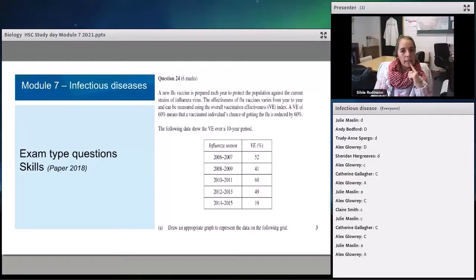All right, this is coming from the paper 2018 and it's designed on the new flu vaccine, right? And the efficacy of that flu vaccine over the years, right? Draw an appropriate graph to represent the data. You cannot imagine how many line graphs we have in here. Why it cannot be a line graph?